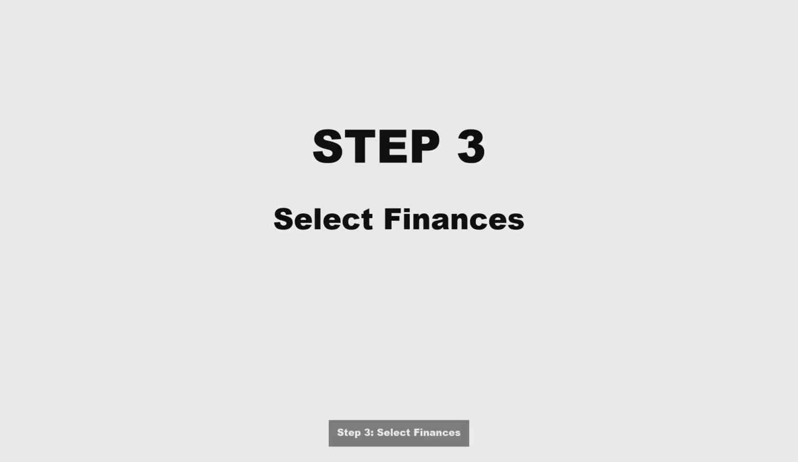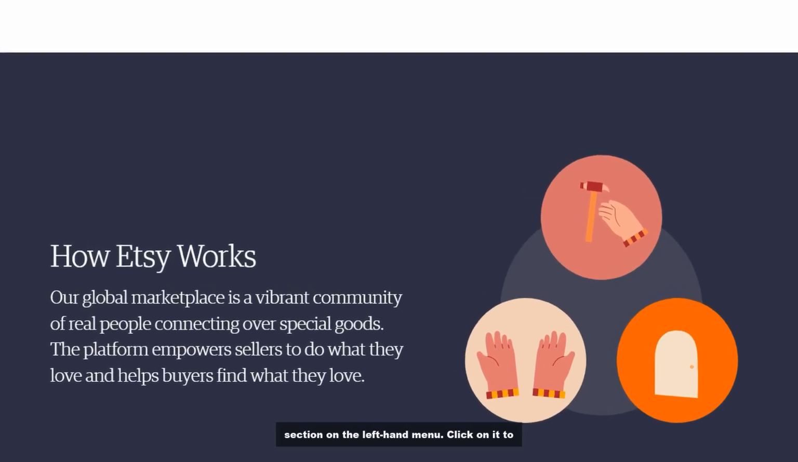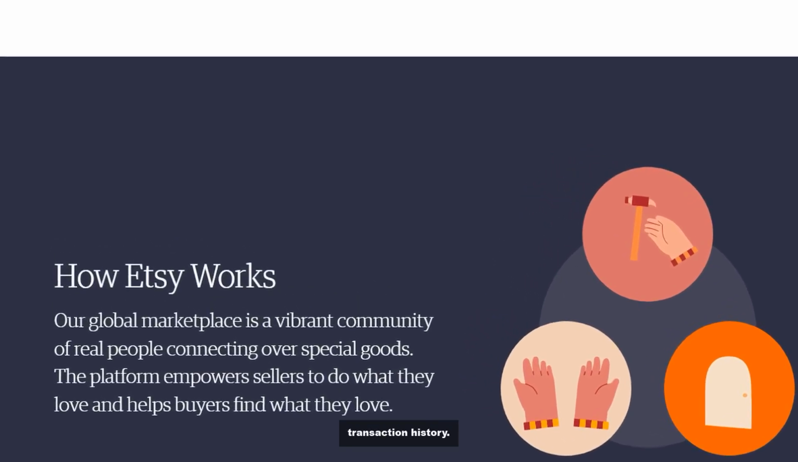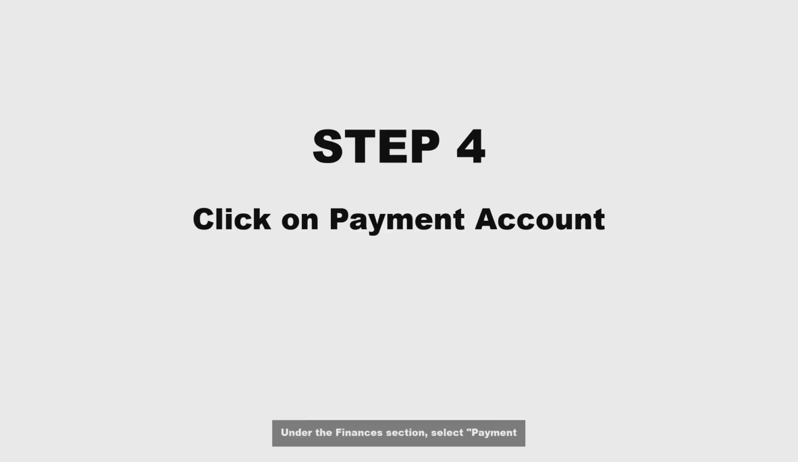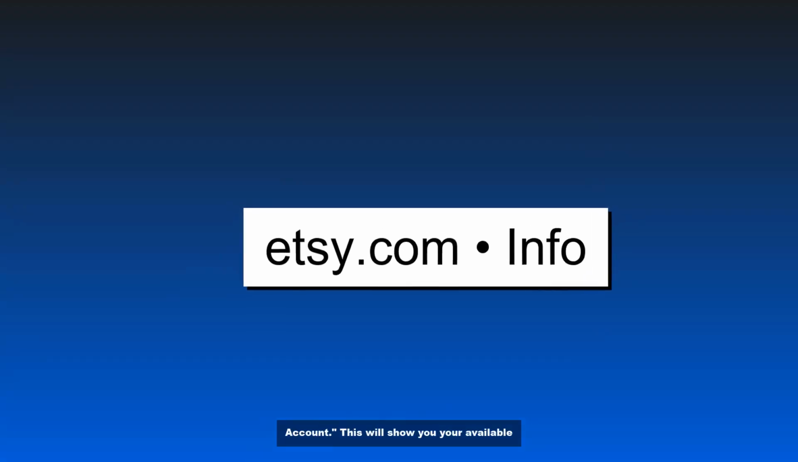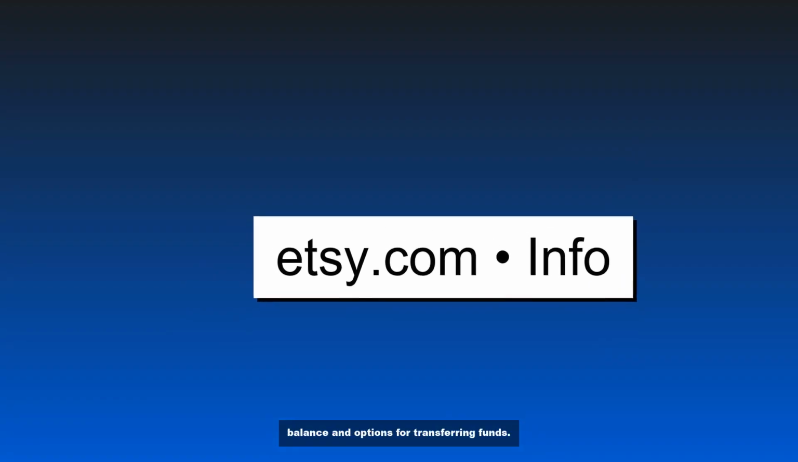Step 3. Select Finances. In the Shop Manager, locate the Finances section on the left-hand menu. Click on it to view your earnings, payment account, and transaction history. Step 4. Click on Payment Account. Under the Finances section, select Payment Account. This will show you your available balance and options for transferring funds.